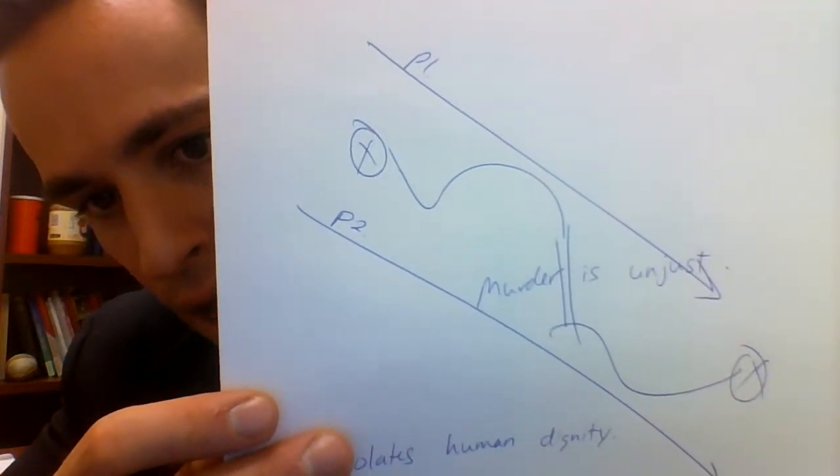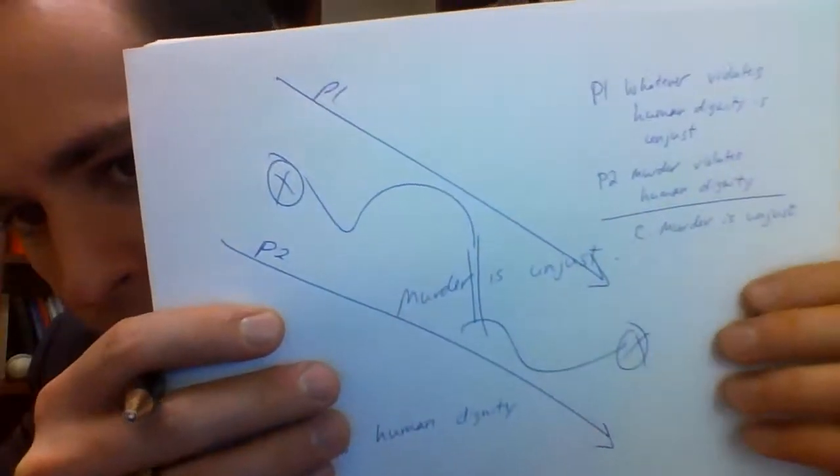Remember, for P1, you have to put a whatever on it, the quantifier. And so we'll read that like this. P1 is: whatever violates human dignity is unjust. Then P2: murder violates human dignity. Therefore, murder is unjust. Okay? Here we are.